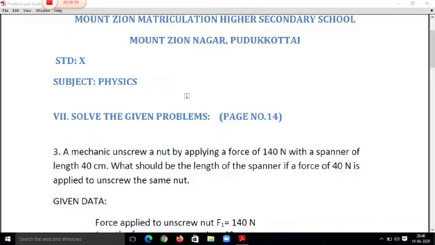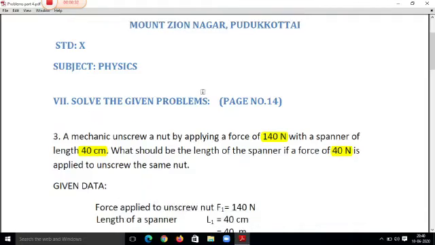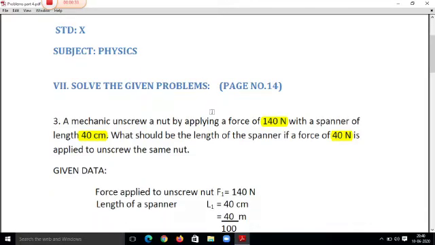Question number 3. A mechanic unscrews a nut by applying a force of 140 Newton with a spanner of length 40 centimeter. What should be the length of the spanner if a force of 40 Newton is applied to unscrew the same nut? A mechanic applies a force of 140 Newton to unscrew a nut. The length of the spanner is given as 40 centimeter. We have to find out the length of the spanner if the mechanic applies a force of 40 Newton.